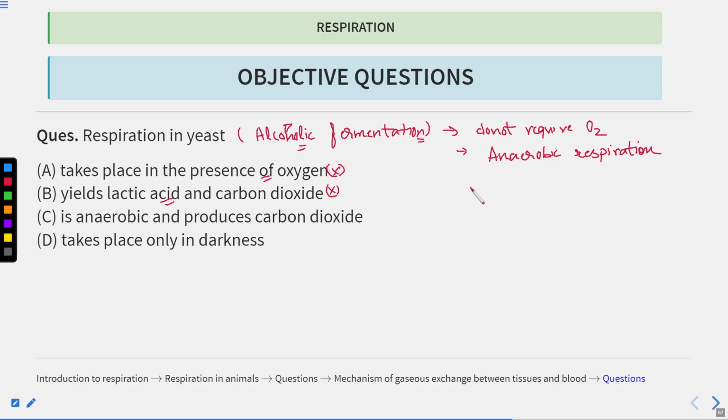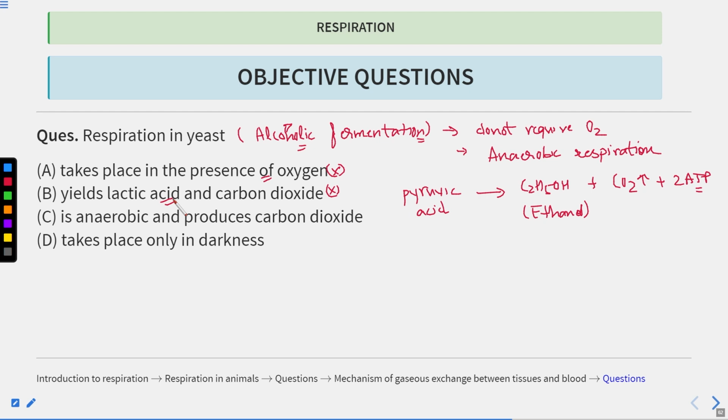In alcoholic fermentation, what happens? I have already told you. The pyruvic acid, which is produced at the end of the glycolysis, is converted into ethanol, which is C2H5OH. So this is ethanol, also known as the ethyl alcohol. And along with it, carbon dioxide is produced and a small amount of ATP is also generated. Clear? So lactic acid is not produced.